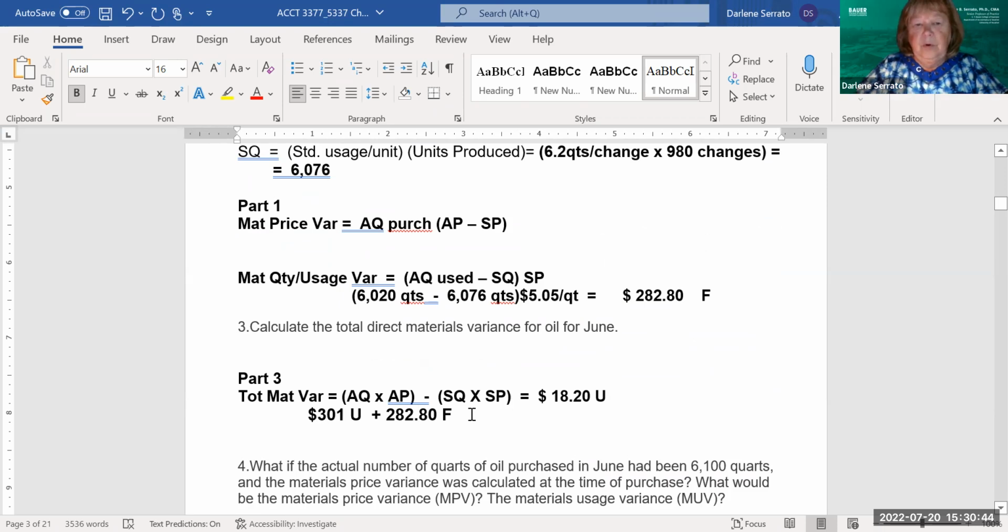$282.80 favorable, and that gives me $18.20 unfavorable. Okay.